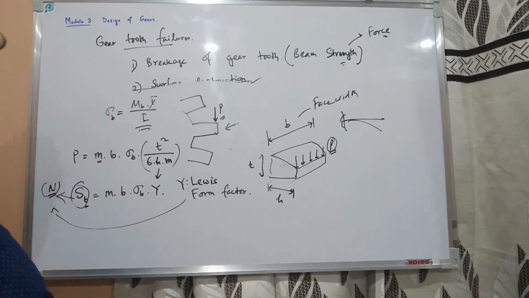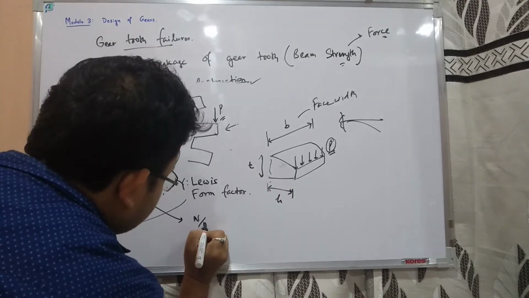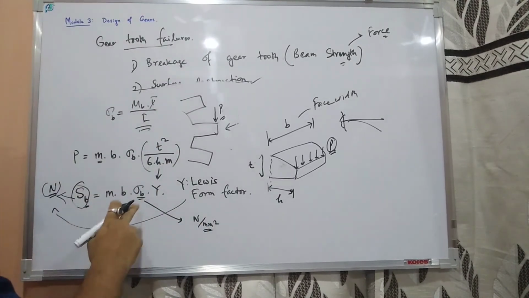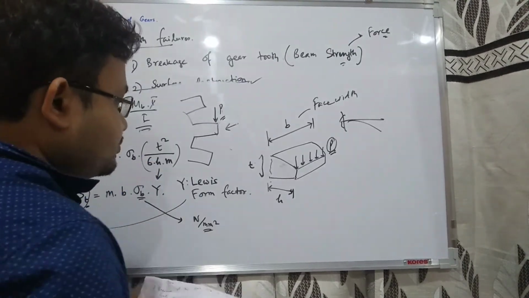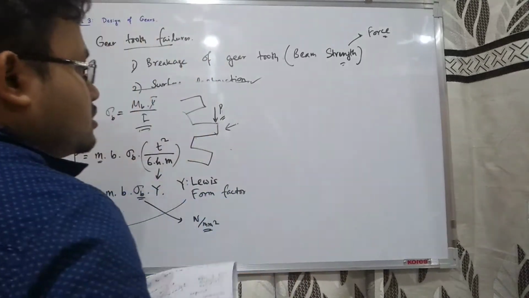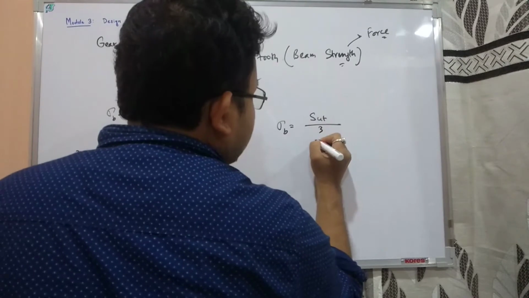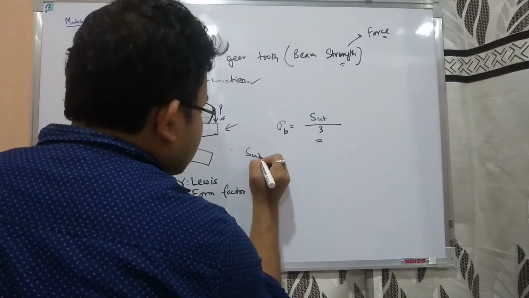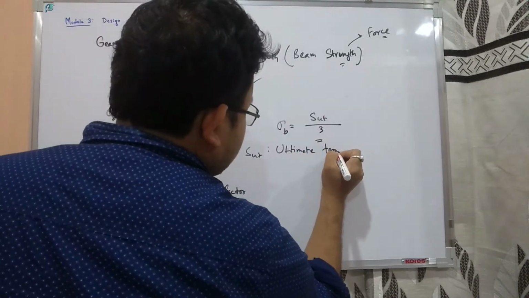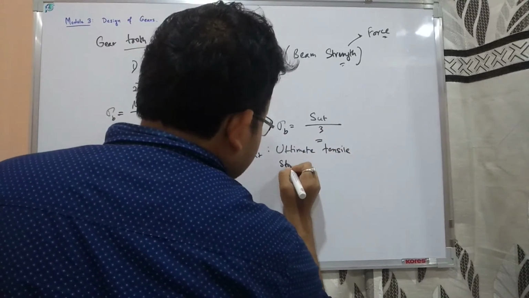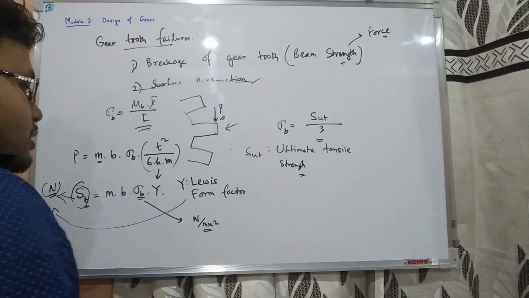Remember, this is not a stress, not the maximum value of stress; rather this is a force, in Newton. And this is in Newton per millimeter square. This is the maximum permissible bending stress. So this sigma B here can be found using this formula, SUT by 3. SUT is the ultimate tensile strength of the material, of the gear material.